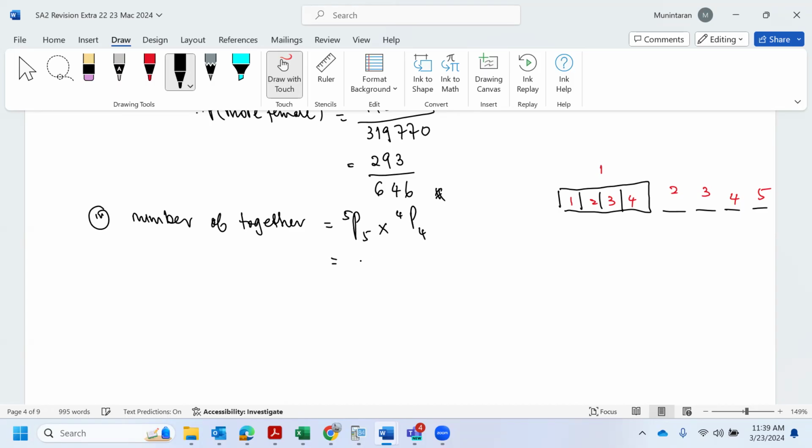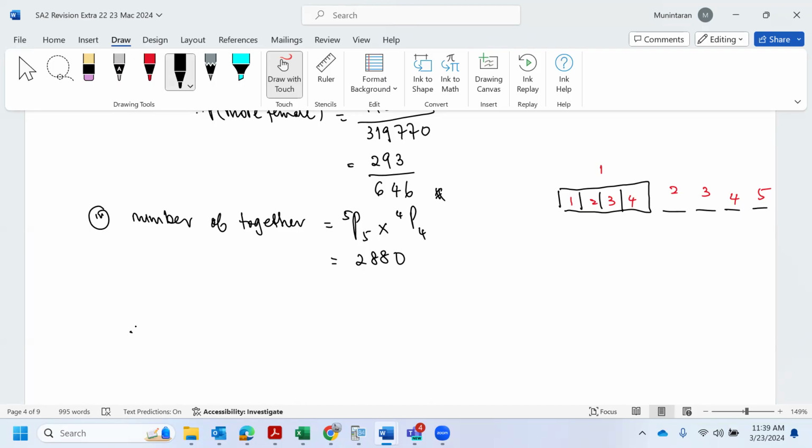So you will get 2880. Okay, 2880. So you also need to know the total without any restriction. Without any restriction, that is 8P8. That should not be an issue there.